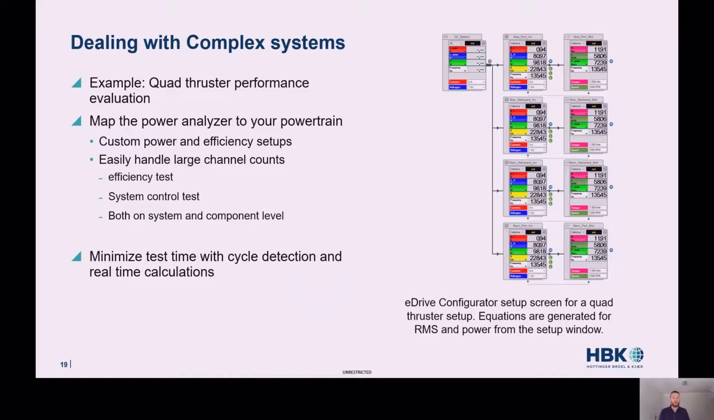Same for complex systems. Here we map a quad thruster setup to the same interface, allowing for custom power and efficiency measurements, allowing for efficiency and control testing, both on a system and component level. Furthermore, we can minimize test time through raw data collection and real-time calculations. These real-time calculations are enabled through a clever algorithm called cycle detection, and more details on that one in the next slides.